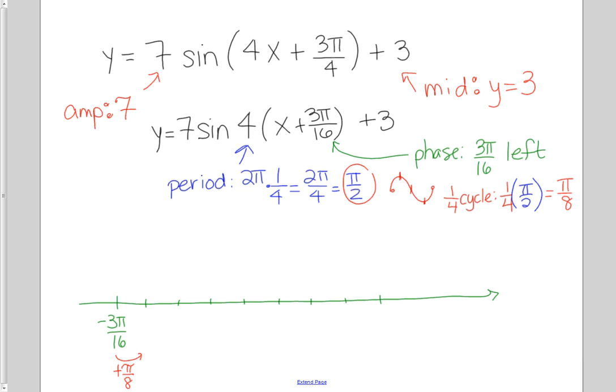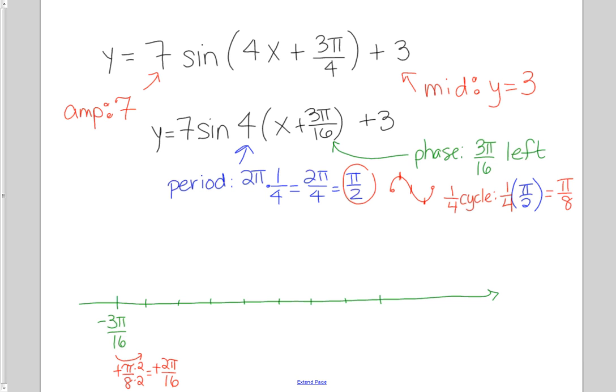If I'm starting at -3π/16 and I'm trying to add π/8, I would like to have a common denominator to add my fractions. So my least common denominator would be 16. So instead of thinking of this as π/8 that I'm adding, I'm going to think of it like 2π/16 that I'm adding.